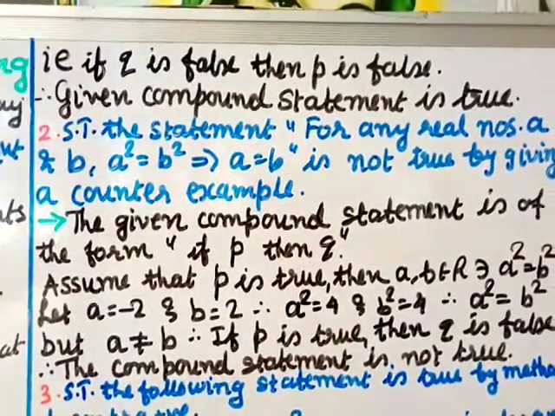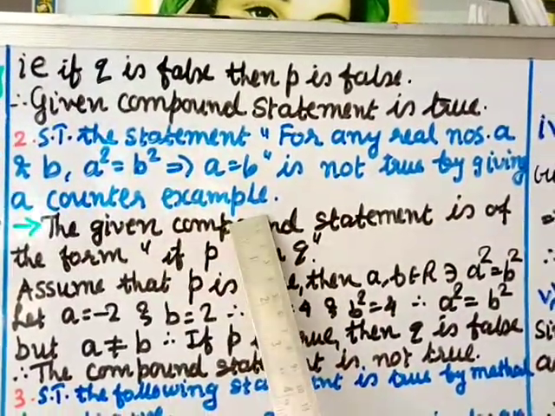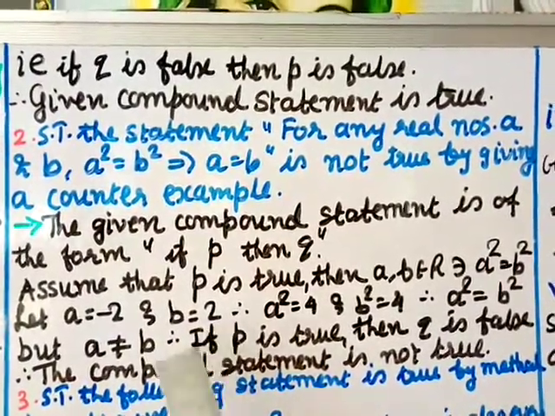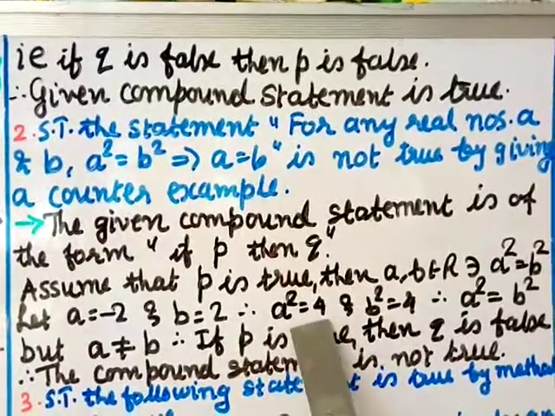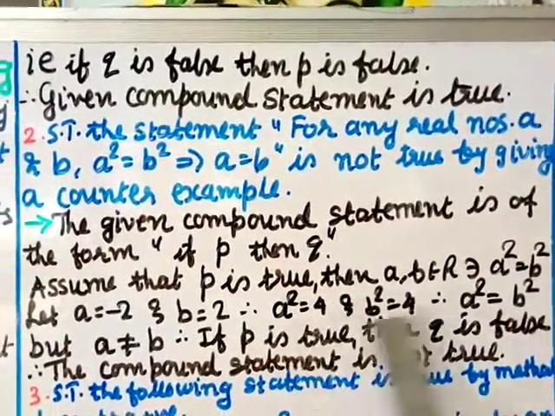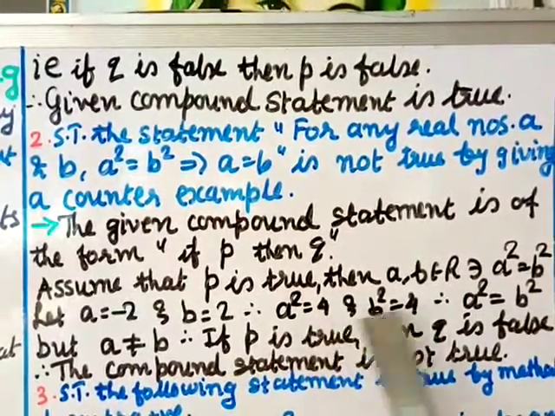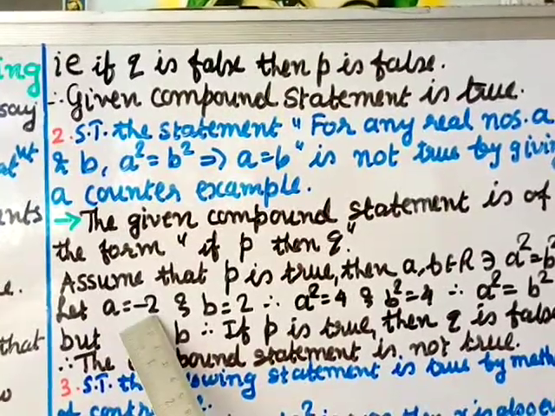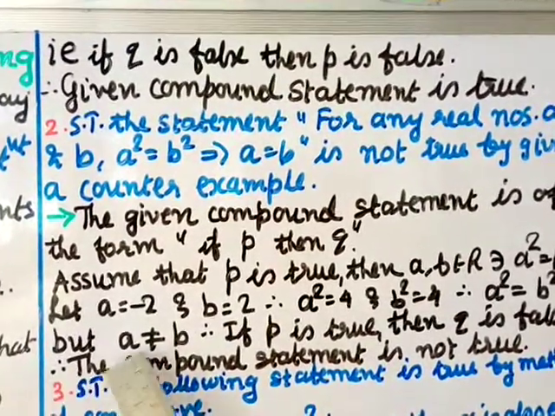Now they have asked us to take a counter example. So I'll take a value as minus 2 and b value as 2, and let us find the squares. So a square will be minus 2 square, which is 4, and b square is 2 square, that is also 4. Now what we found is a square equal to b square, both are 4. So a square is equal to b square, but a and b are not the same, because a is taken as minus 2, b is taken as 2, but a is not equal to b.